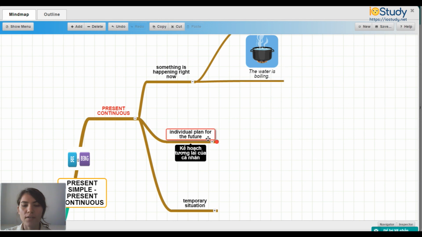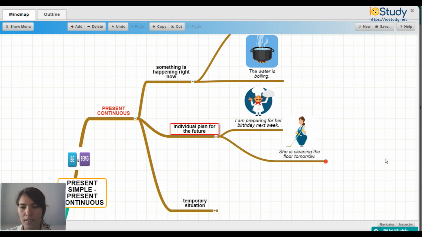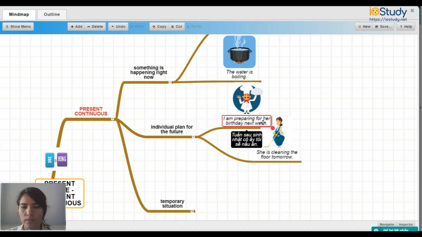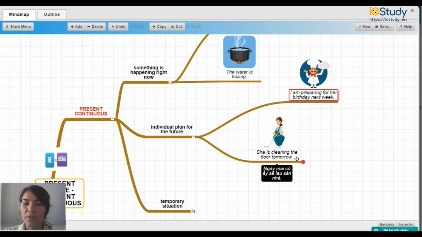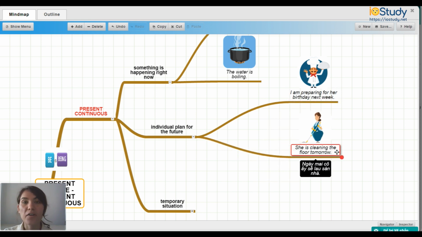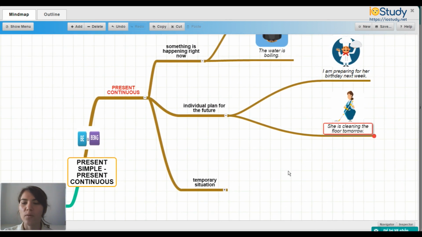Okay, individual plan for the near future. Here are some examples. Number 1, I am preparing for her birthday next week. And number 2, she is cleaning the floor tomorrow. Okay, so both of these are individual plans for the near future.